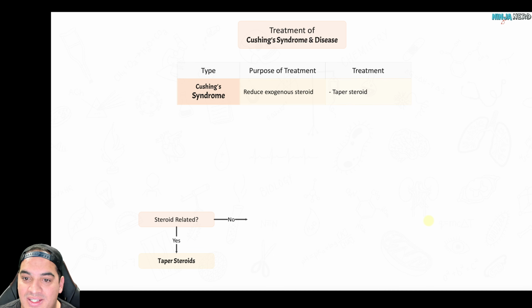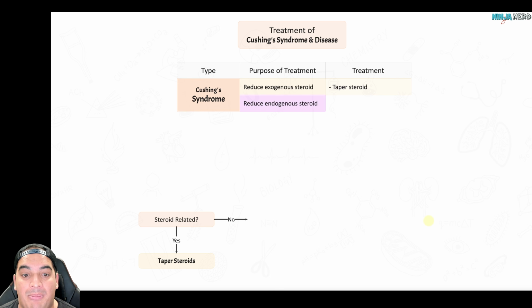If it's not steroid related, then it's probably adenoma related. So in that particular situation, you have to reduce the endogenous production of the steroid. I have to suppress the adrenal adenoma. And how do I do that? Oftentimes you give them a drug called ketoconazole. So you're like, wait a second, I'm going to give them an antifungal? Yes, but ketoconazole has been shown to suppress steroid hormone synthesis, especially cortisol.